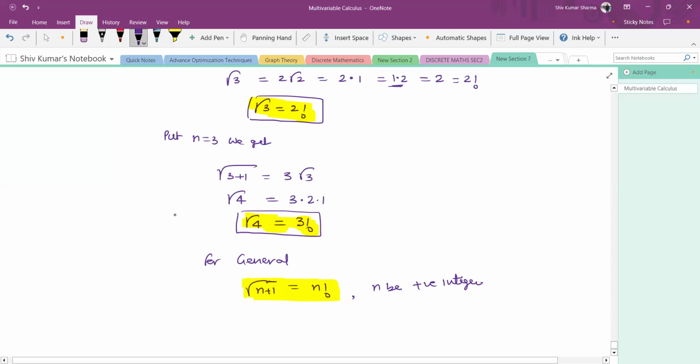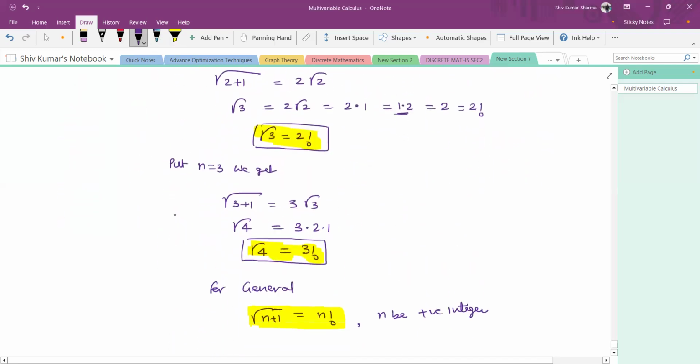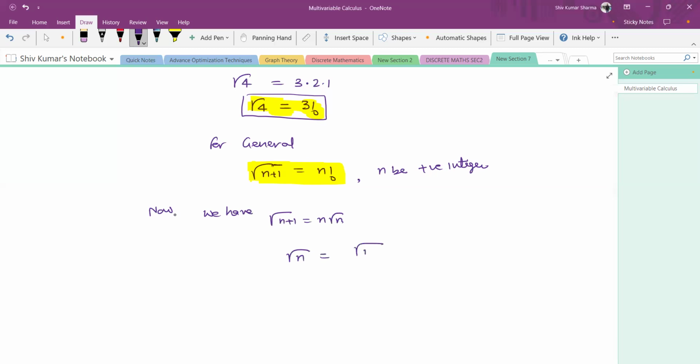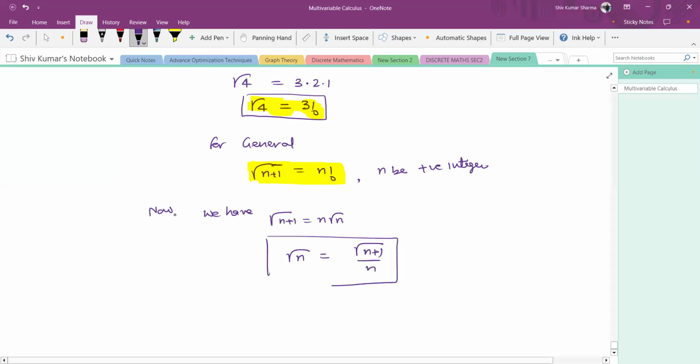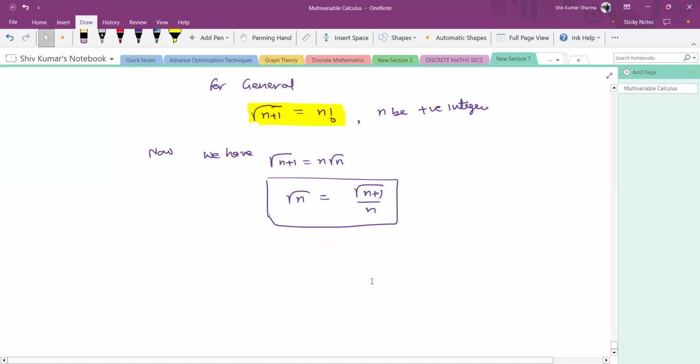Now, as per the above formula, gamma n plus 1 equal to n gamma n. So on the basis of this, we can make this formula as gamma n equal to gamma n plus 1 upon n. We will use this formula also in several cases.